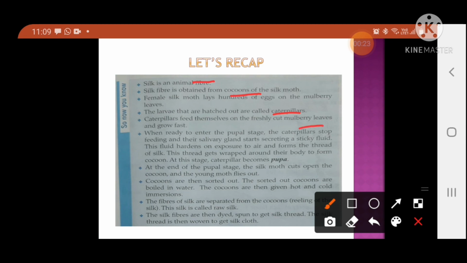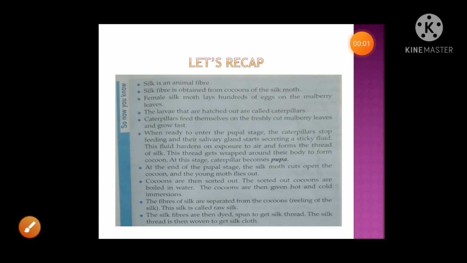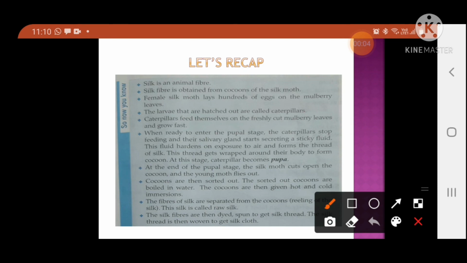When ready to enter the pupal stage, the caterpillars stop feeding and their salivary glands start secreting a sticky fluid. This fluid hardens on exposure to air and forms the thread of silk. This thread gets wrapped around their body to form cocoon. At this stage, the caterpillar becomes pupa. At the end of the pupal stage, the silk moth cuts open the cocoon and the young moth flies out.